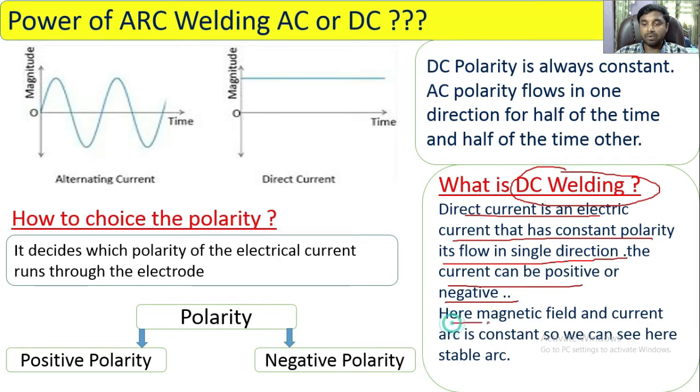Here is very important: the magnetic field and the current arc is constant. That's why you can see a stable arc. A stable arc you can see here in DC welding. That's why you can get good quality in welding.